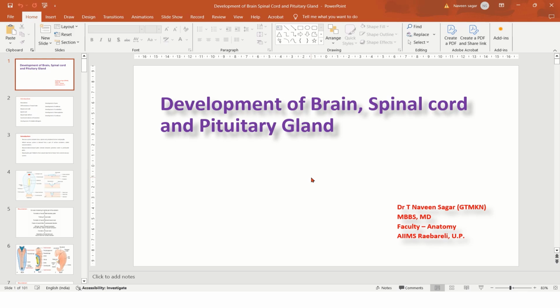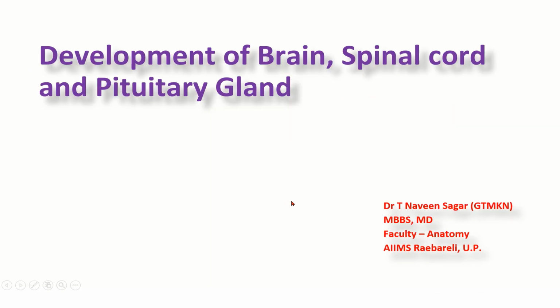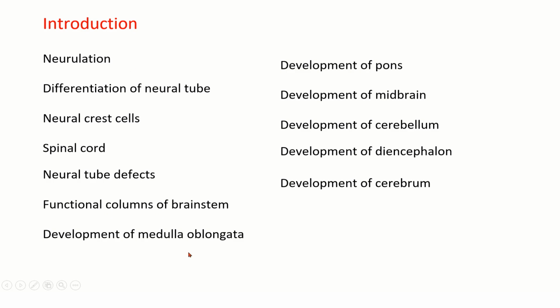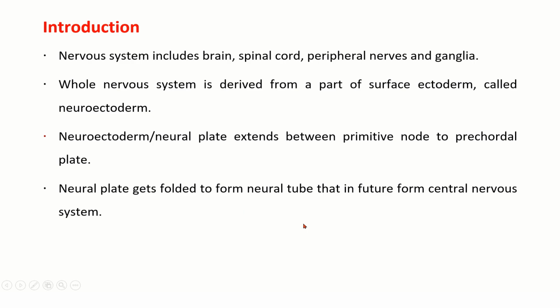So we'll be studying the development of brain, spinal cord and pituitary gland in 4 different sessions. This will be the first session where we'll be seeing the neural tube formation and neural crest derivatives. These are the following topics which we are going to cover in the development of nervous system: especially the neurulation, differentiation of neural tube, neural crest cells and their derivatives, development of spinal cord and neural tube defects, and then the functional columns of brainstem, development of medulla oblongata, pons, midbrain, cerebellum, diencephalon and cerebrum.